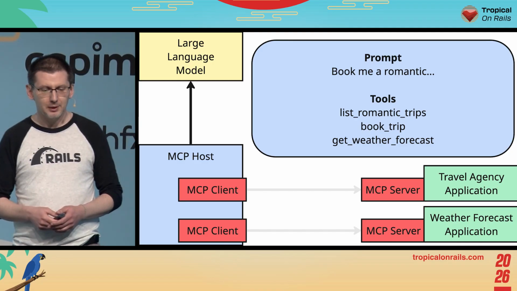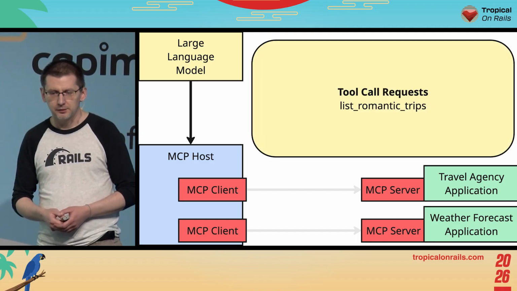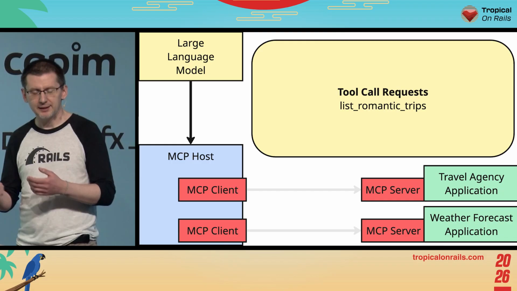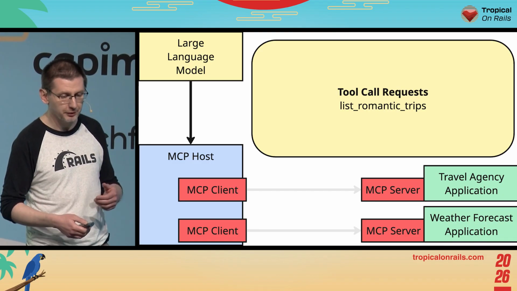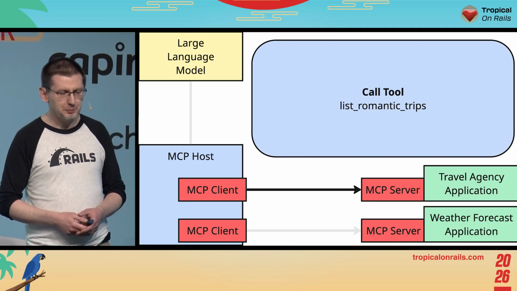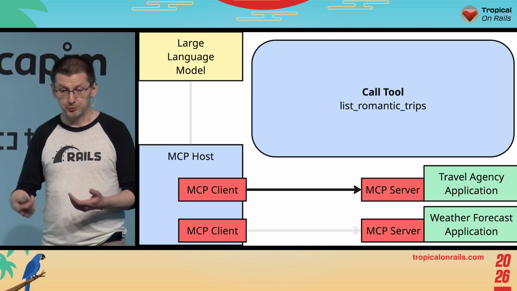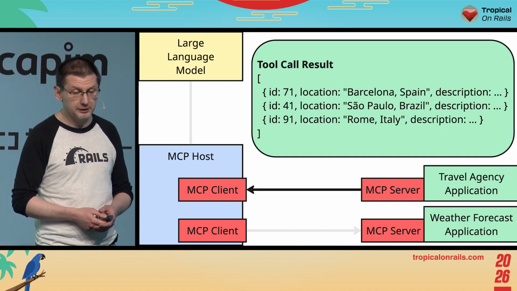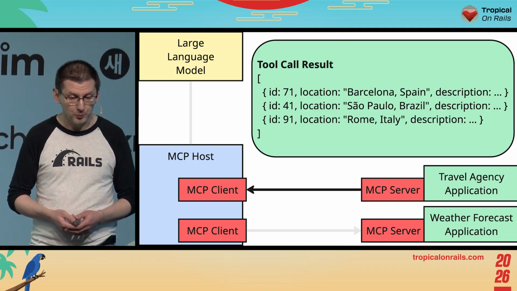We send the prompt and the tools that we loaded from the MCP servers to the LLM. Now, the LLM doesn't respond with, "I don't know how to book a trip." It has the tools, it has the means to do something, so it responds with a tool call request, list romantic trips. The MCP host executes the tool at the MCP server that provided it, saying, call tool, list romantic trips. In response, we get an array of 3 trips to Barcelona, to Sao Paulo, and to Rome.